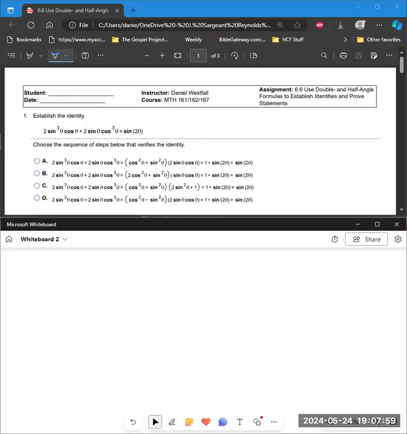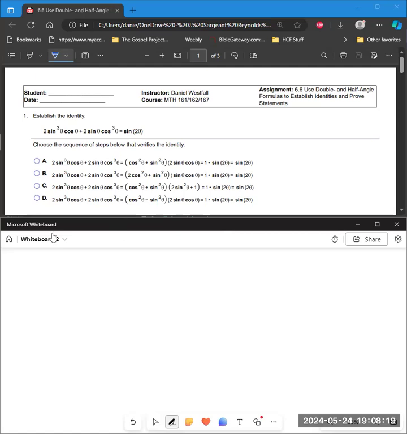In this video, we're going to use double and half angle formulas to establish identities and prove statements from 6.6. I have the whiteboard open just because they skip some steps in this, and I want to show you what they have done in each of these identities.